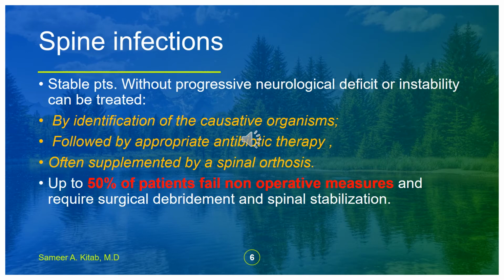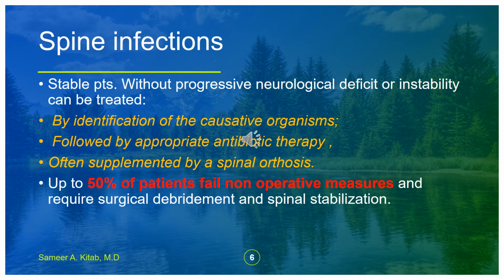Now, the key to successful medical management, without surgical interference in a patient with spine infections, is early detection of the inflammatory or the infective process. So, patients detected in the first 2 weeks of beginning of symptoms usually can be treated successfully without surgical intervention. So stable patients, that's to say patients who have no instability because of the inflammatory process, and patients without progressive neurological deficit can be treated conservatively.